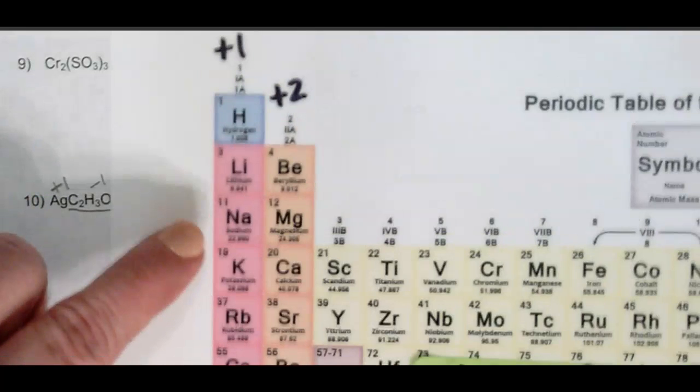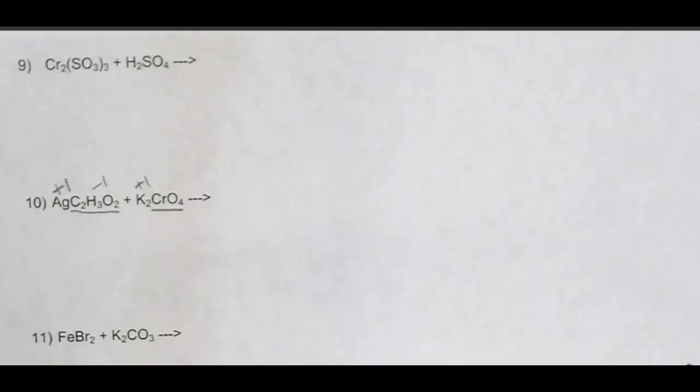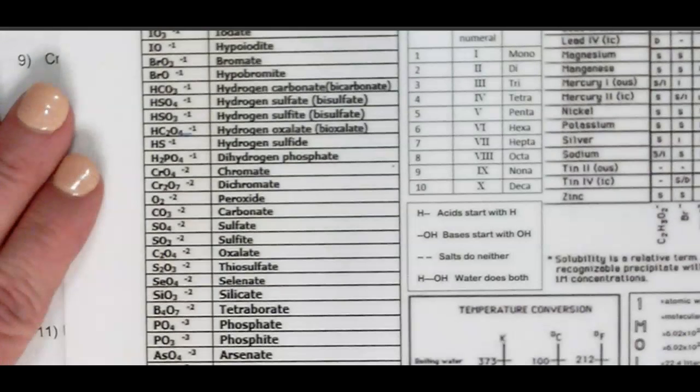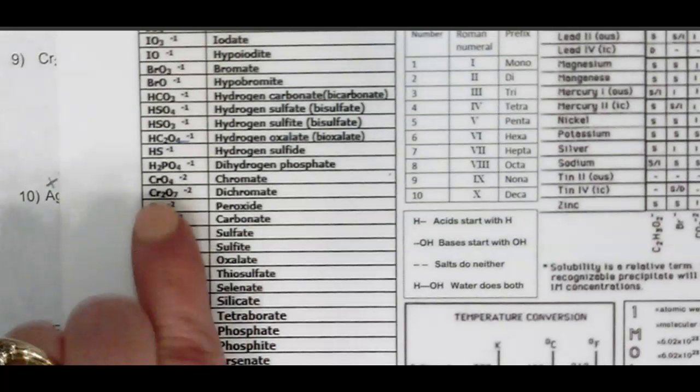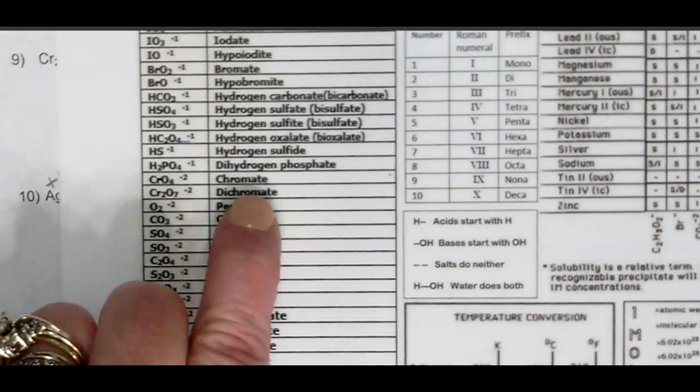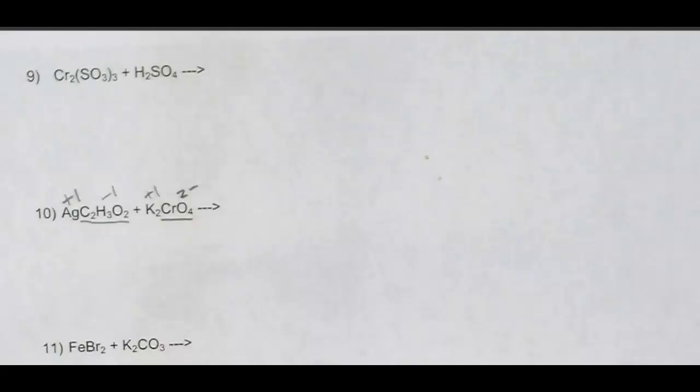We have potassium, again from your periodic table, which is a +1. Get it all down. And then we're going to look up chromate, CrO4. Again, if you don't know those, you're just going to have to look for them. Chromate, and it is a 2-. Okay, again, as a double replacement, we're just going to do our switcheroo.